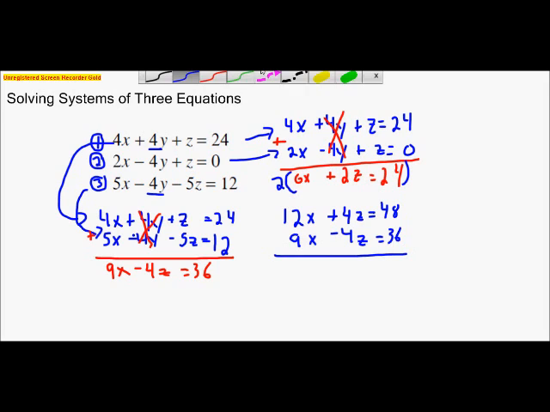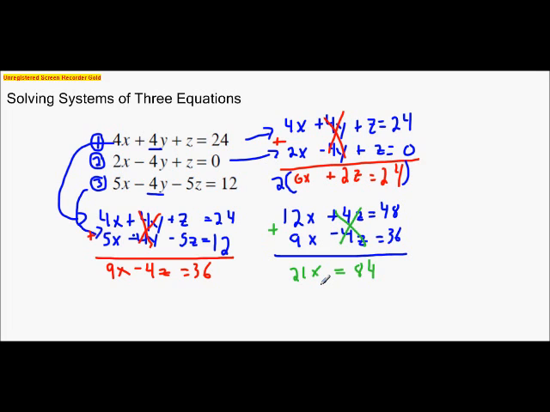So let's do that right now. I'll use a different color here. Let's add these equations together. 12x plus 9x is what is that? That's 21x. 4z minus 4z is 0. Those go away. And then this is equal to 48 plus 36, so that's going to give me 84. Okay, and so what we've finally done, we've eliminated the y's, then we eliminated the z's, and so now we're left with just the x's.